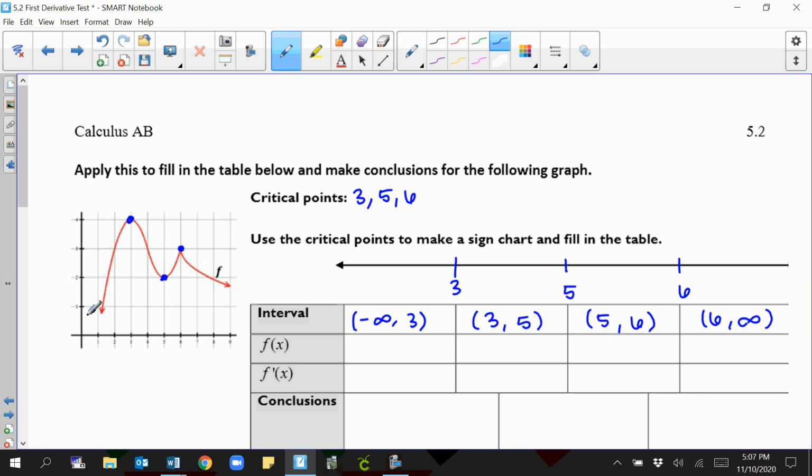So from negative infinity to 3, my original function is increasing. So I am going to say increasing and draw a little arrow. From 3 to 5, my original function is decreasing. And so I'm going to draw little arrows on the ends that match up because it's going to help us with our conclusions that we're going to draw. So from 5 to 6, it goes back to increasing.